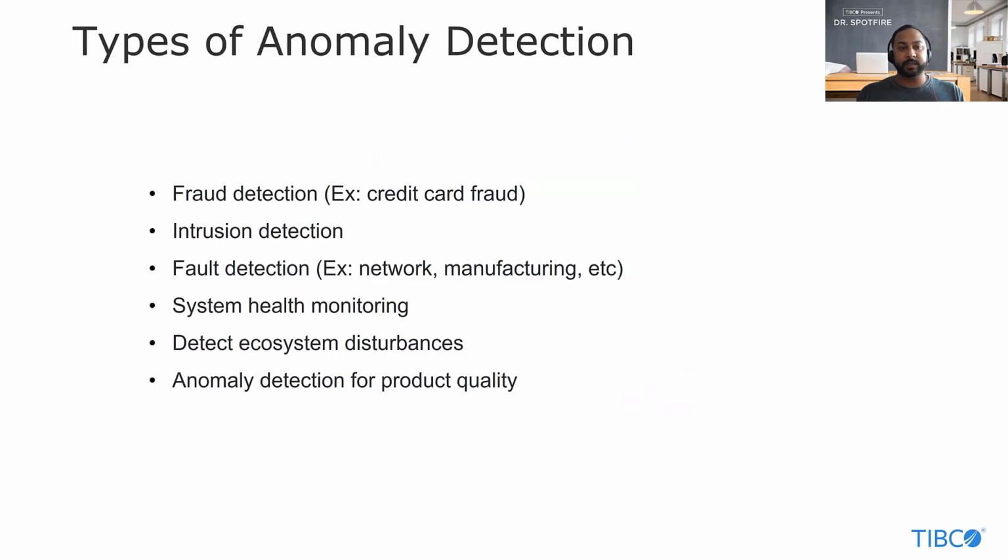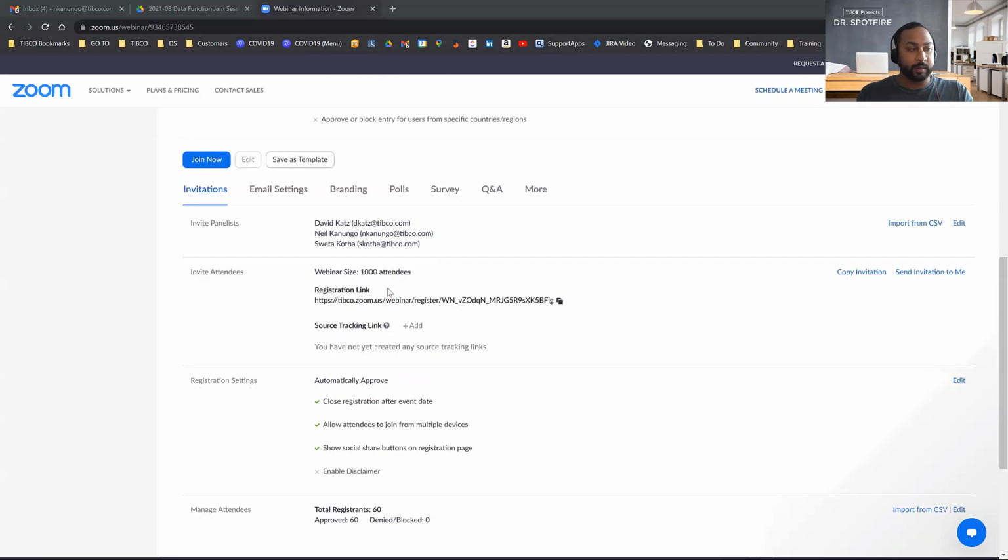I'm going to jump into the DXP, but just to mention the types of anomaly detection, I mentioned credit card fraud. There's also intrusion detection, fault detection, networking, manufacturing, system health monitoring, ecosystem disturbances, anomaly detection for product quality. So anomaly detection can be used in a variety of industries. This example we're going to show is going to involve power plant data. So with that, let me go ahead and open up our DXP.